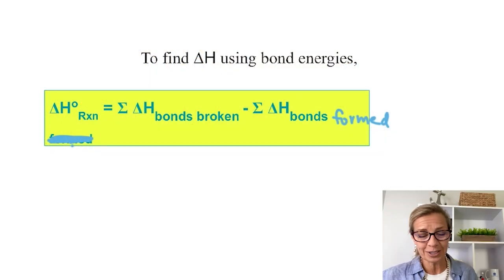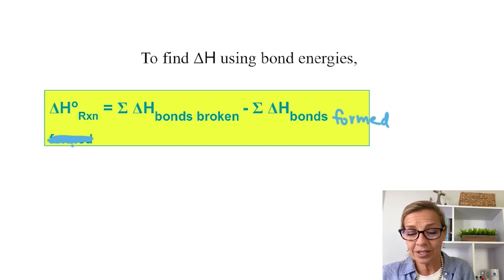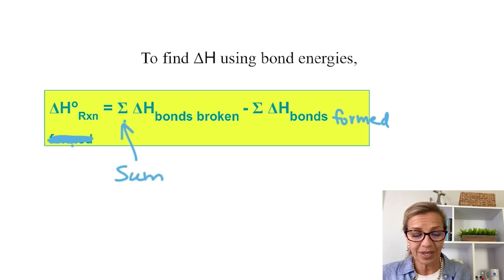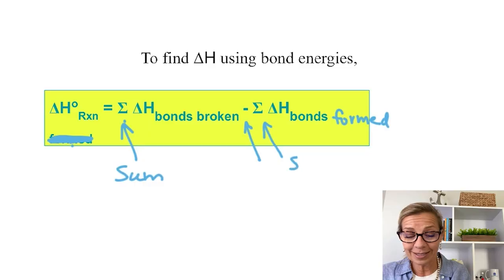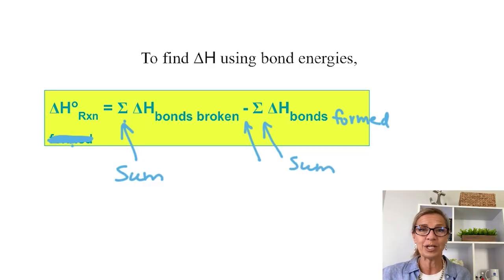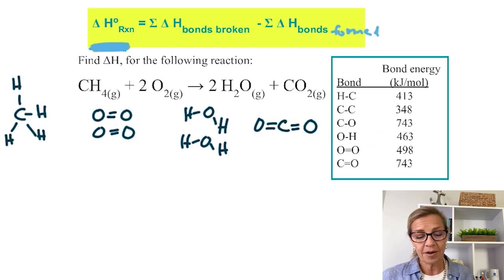To use bond energies for a reaction, we're going to use the summation. That means add up the enthalpy change for all the bonds broken, and then subtract the sum of the enthalpy change for the bonds formed. So I have an example here for you of methane. We're burning methane, making water and CO2.